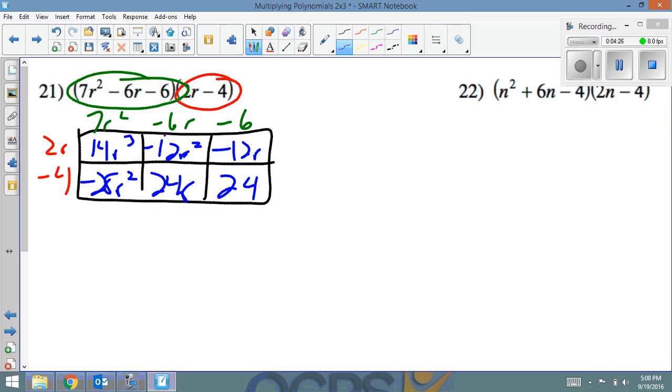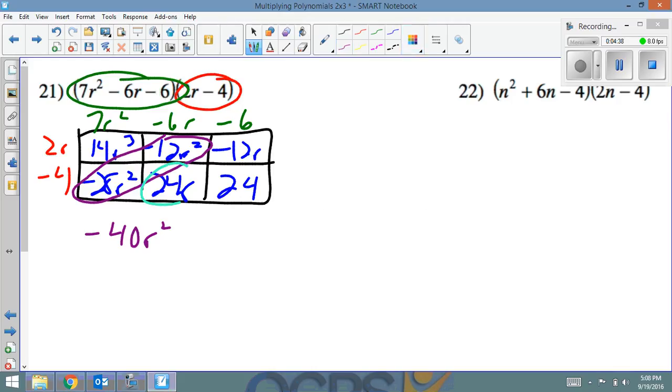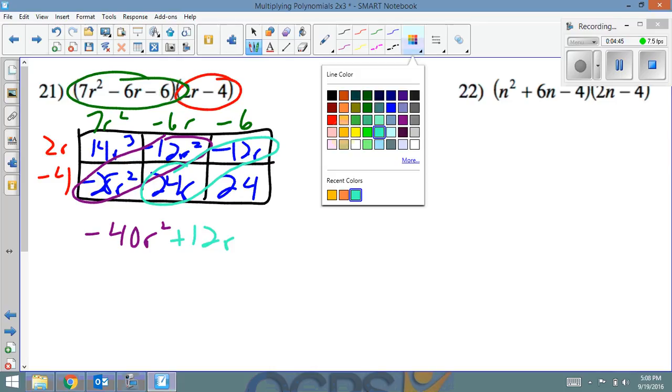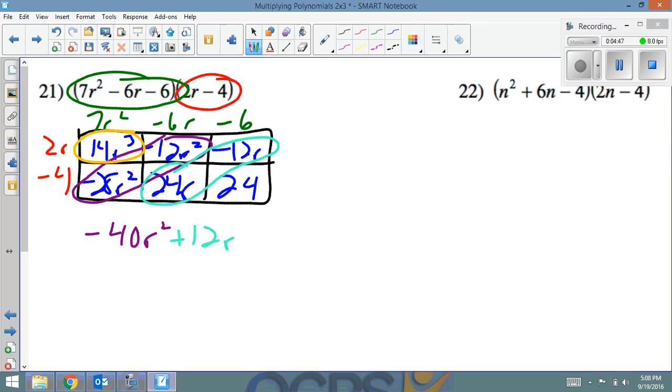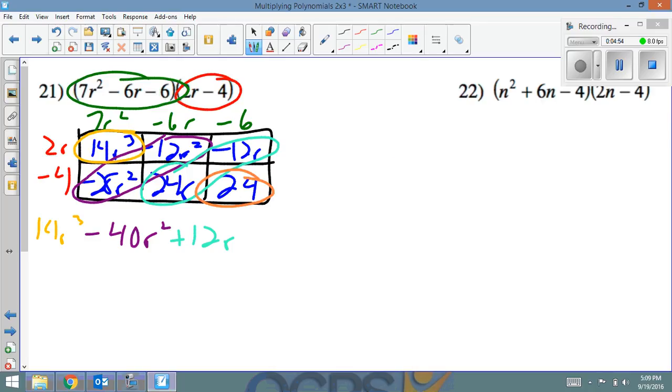Then again, add diagonally. So this is negative 28 plus negative 12. That's going to be negative 40r squared. Here we have 24r plus negative 12r, which is positive 12r. Your 14r to the third is going to go in the front. Your 24 is going to go in the back. Since it's positive, you got to put a plus, and you are done.